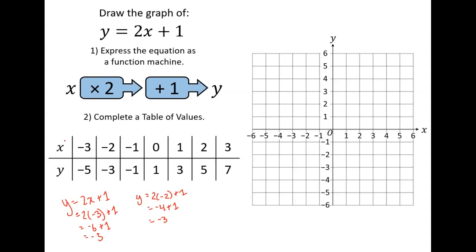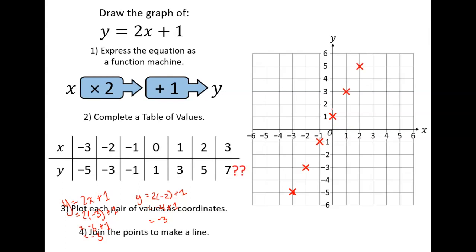Once we've done that, we just have to plot the coordinates. So for x equals -3 and y equals -5, it's right there. Then -2 and -3 is right there, -1 and -1, and 0 and 1. Then 1 and 3, 2 and 5, and 3 and 7 is off the graph. We could graph it on a bigger piece of graph paper, but in this case it's off the graph, and that's okay. We have more than enough points to draw my line. And then I write my equation.